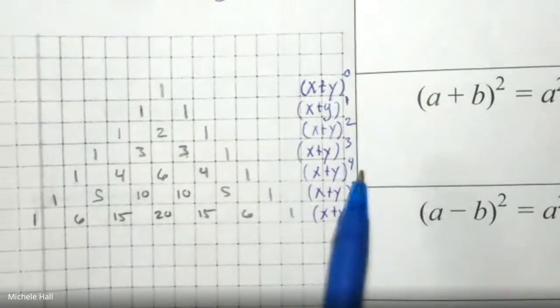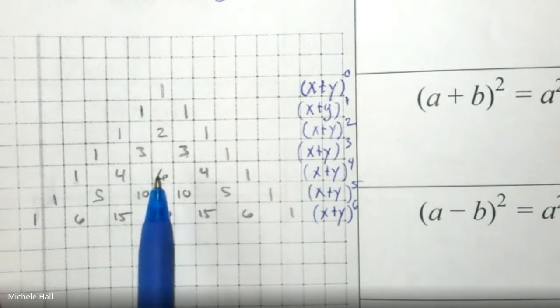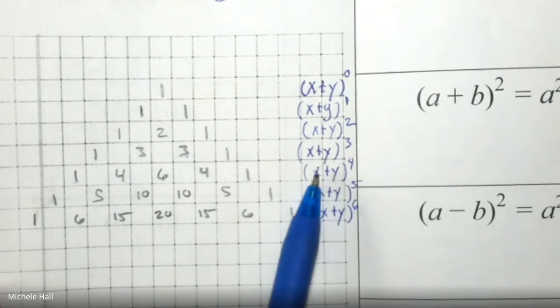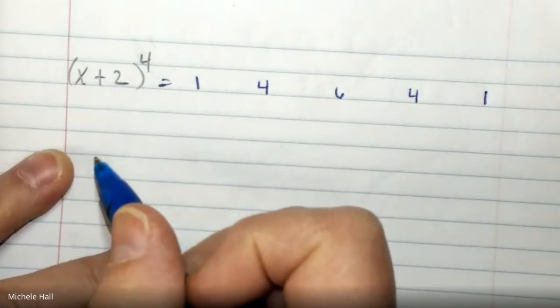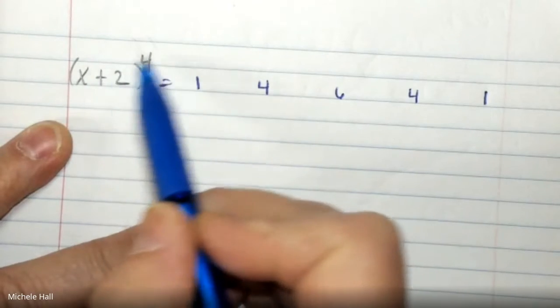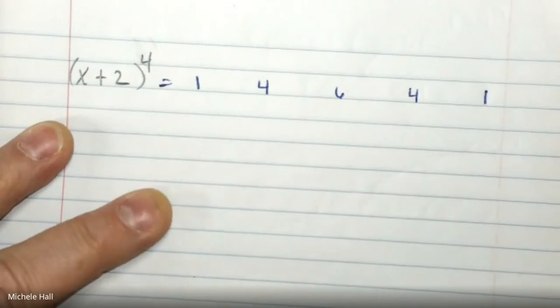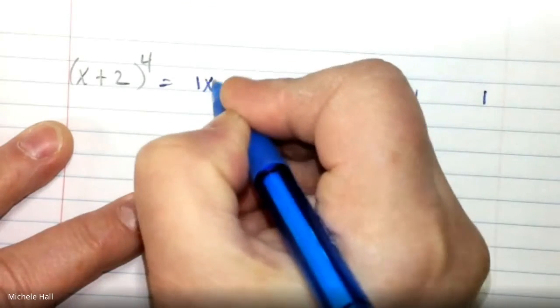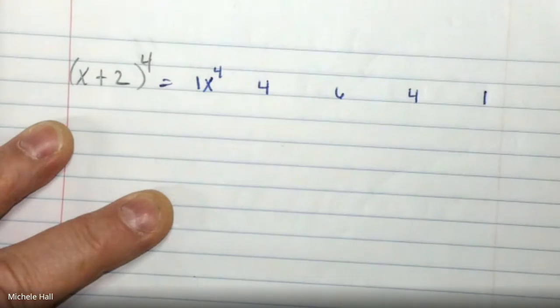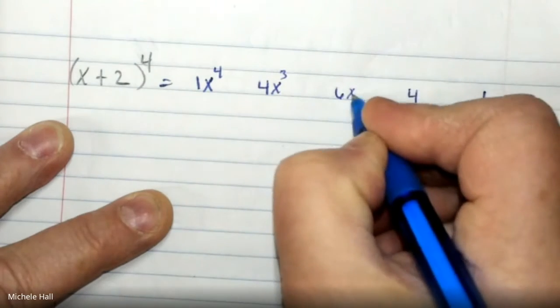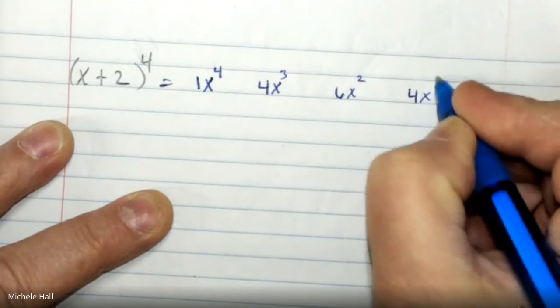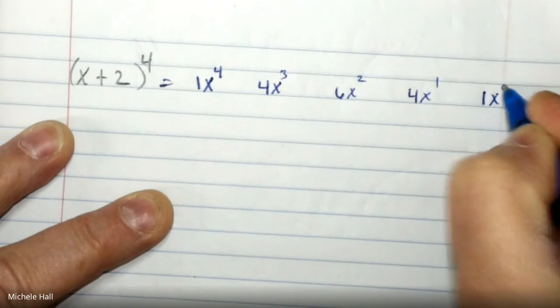So we're on the 4th layer here. 1, 4, 6, 4, 1. Those are the coefficients of this polynomial that we're trying to expand into a polynomial. What degree is this problem? It's a degree 4. X to the 4th is the highest you're going to have. So you have x to the 4th, and then it's going down every term: x to the 4th, x cubed, x squared, x to the 1, and I'm going to say x to the 0.